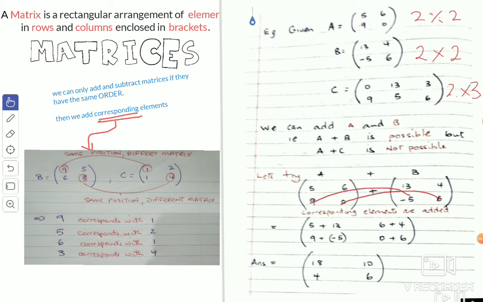Are we seeing that? And then when we simplify, we have the result. The answer A plus B is the matrix 18, 10, 4, and 6.